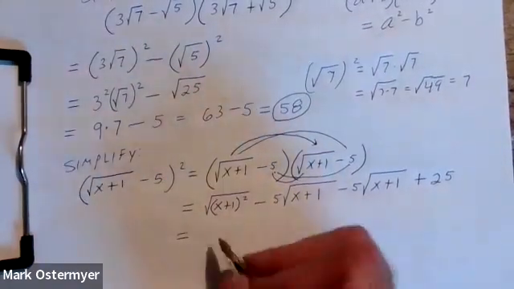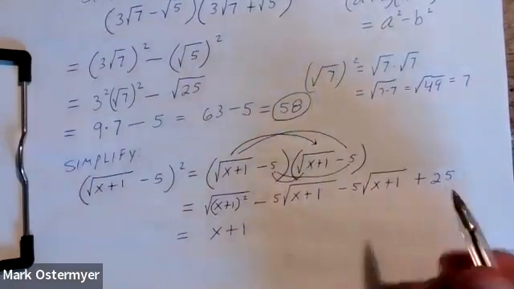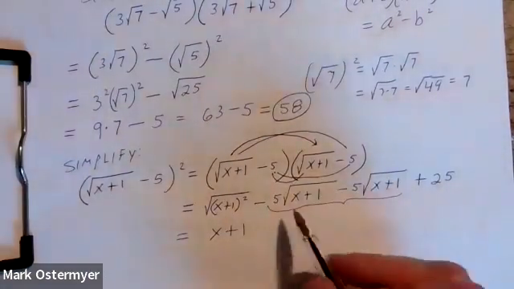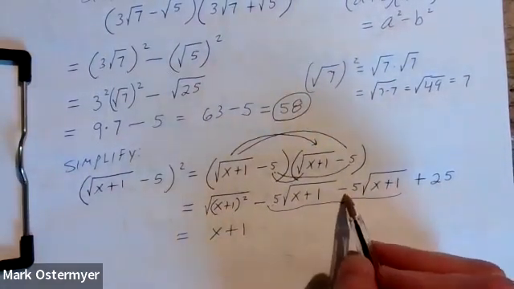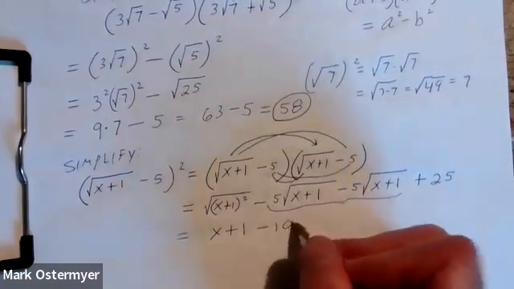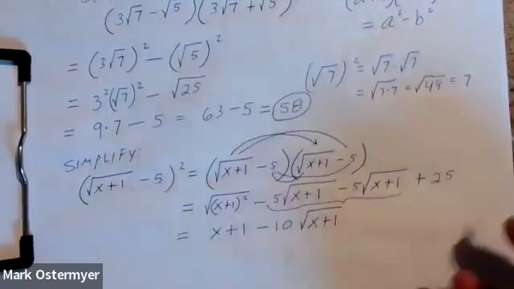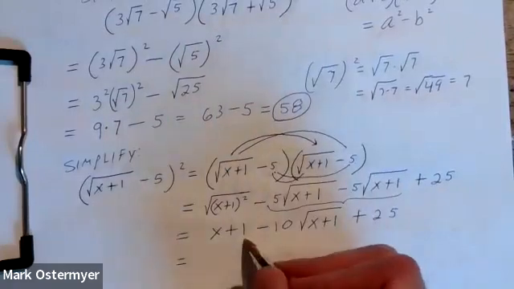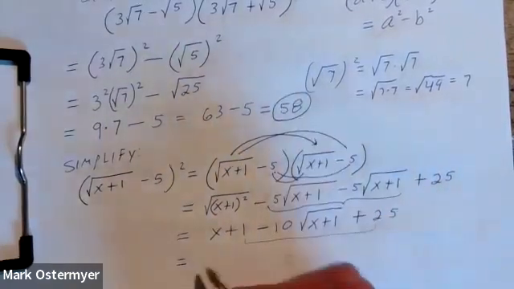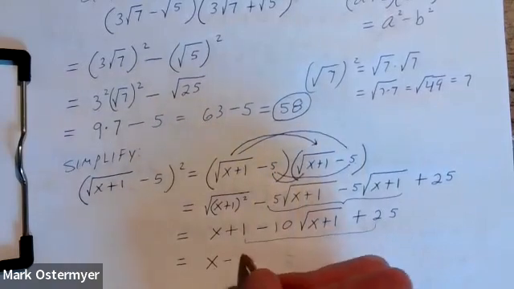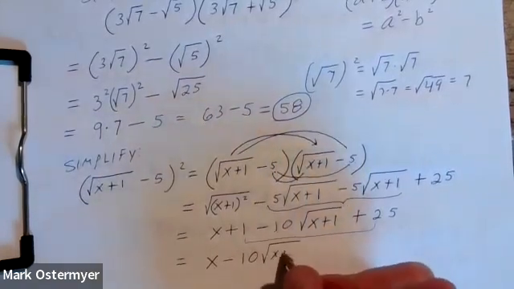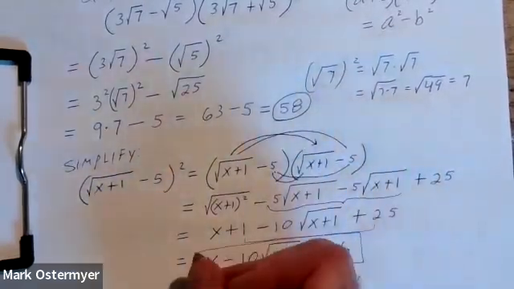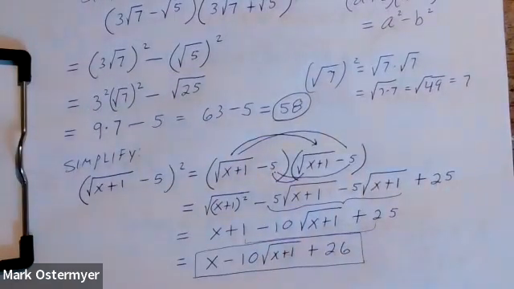The square root of x plus 1 squared is just going to be x plus 1. These are like radicals. They're both square roots of x plus 1, so we can combine what's outside of them. So a minus 5 more of these square roots of x plus 1 is going to net us a minus 10 of these square root of x plus 1s, plus 25. The only other thing we can do here is combine the constant terms, 1 plus 25 to give us 26. So I'm going to call my final answer x minus 10 times the square root of x plus 1 plus 26. And that would be the end. This is as simple as it gets. This is simplified as much as possible.